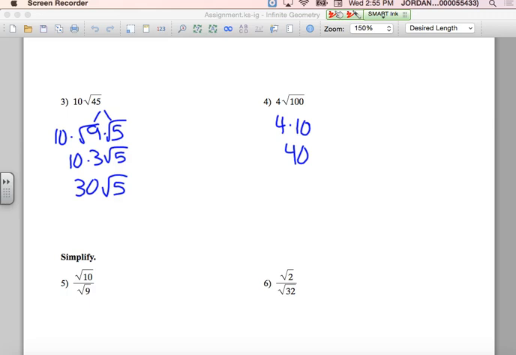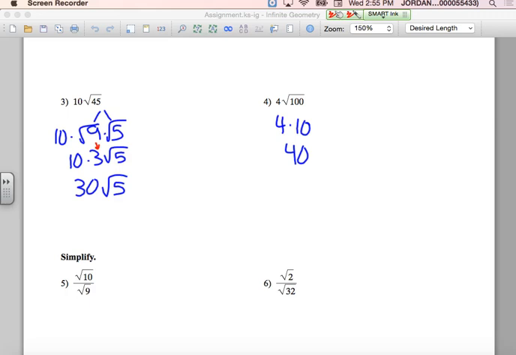So we break it down into 9 and 5. Square root of 9 times square root of 5. Square root of 9 is 3. And we bring down the square root of 5. Now we use the 10 because the 10 was outside the whole time. So now we got 10 times 3 on the outside, which gives us 30. So it's 30 square root of 5.